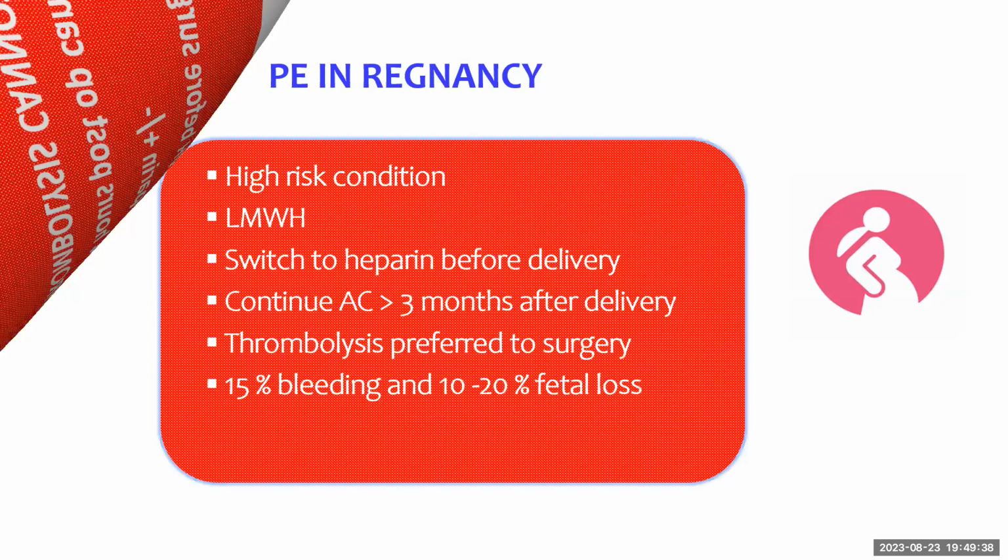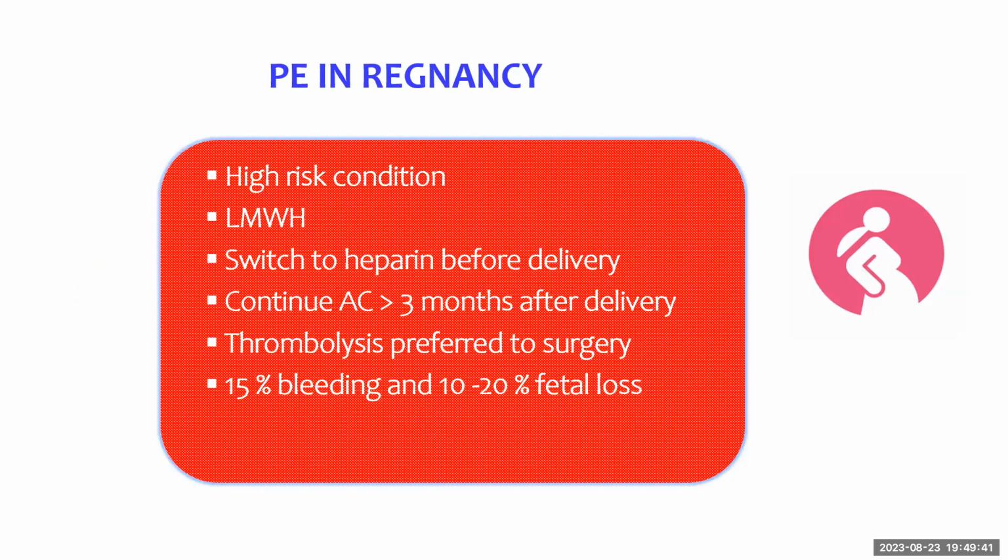What about pregnancy? Another situation in which there is pulmonary embolism. So during pregnancy, you can use low molecular weight heparin and you have to switch to heparin before delivery, and you continue anticoagulation for 3 months after delivery. Thrombolysis is preferred to surgery during pregnancy if there is pulmonary embolism because there is less risk, though thrombolysis also carries significant risk. And there is a lot of morbidity around pulmonary embolism during pregnancy, with 15% significant bleeding and 10 to 20% fetal loss.